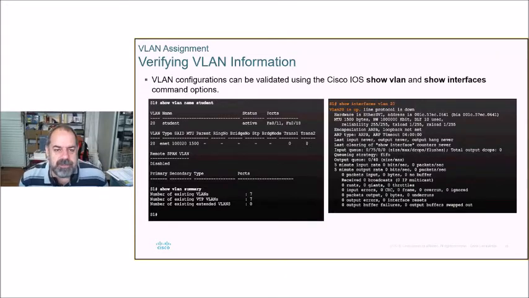VLAN configurations can be validated using the show vlan and show interfaces commands. Here they're doing show vlan student, so it's showing you what's happening for VLAN 20, and you can see ports 11 and 18 are members of it. Down here, show interfaces vlan 20 shows you that VLAN 20 is up. Line protocol is down, which might mean there are no ports actually using it.